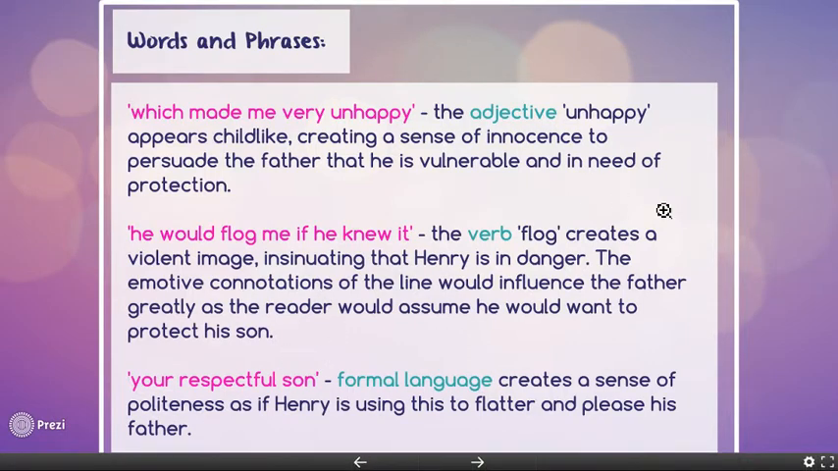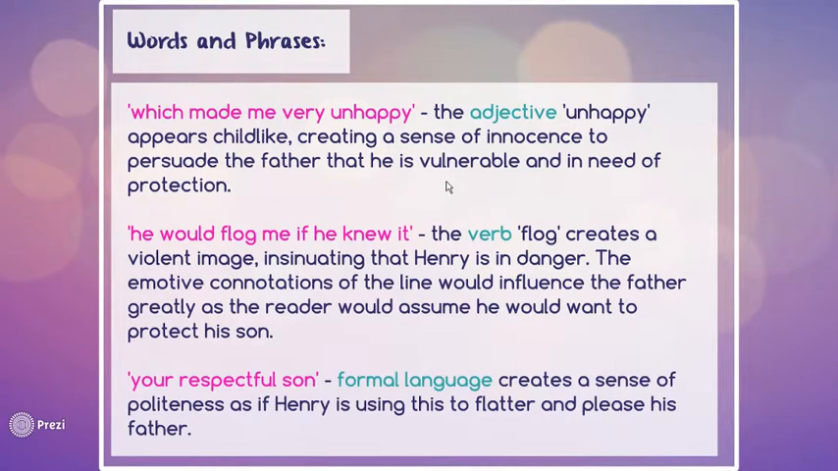Firstly, I've picked out the quote "which made me very unhappy." You could say that the adjective "unhappy" appears quite childlike. If it was an adult writer really trying to persuade someone, they might have gone for a more powerful, more sophisticated adjective, but "unhappy" is quite basic and childlike. So I've said that perhaps it creates a sense of innocence to persuade the father that the child is actually vulnerable and in need of protection.